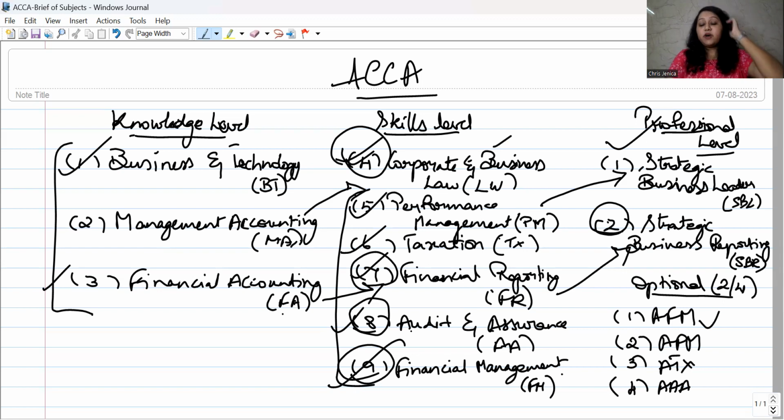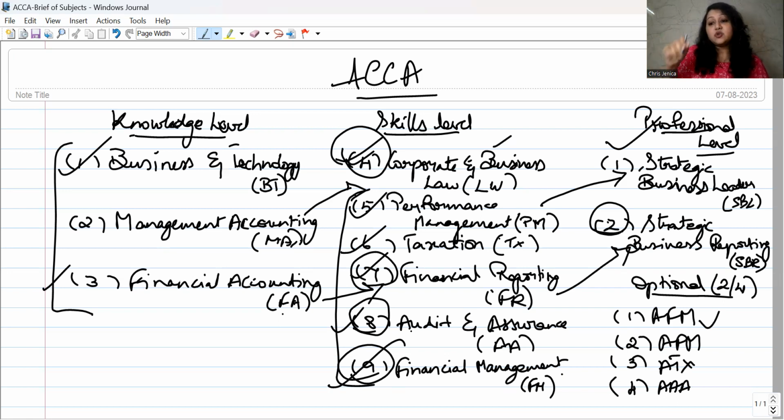Now, what if I have chosen PM as my first paper? Because MA was my last paper in knowledge level. So I have chosen PM as my first paper now at my skills level. Now I'm going with a sequence like PM, FM, then I'm going with FR, AA. I have taxation left, okay? Taxation in the middle I've done.